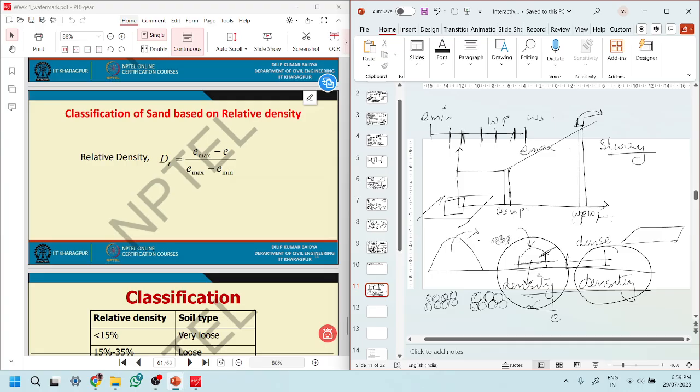So it talks about relative density. This is the distinction you will make when you talk about loose or dense soils. Loose or dense soil is not only dependent on what is the void ratio of the soil, but it depends on what are the limits of void ratios for this particular soil.